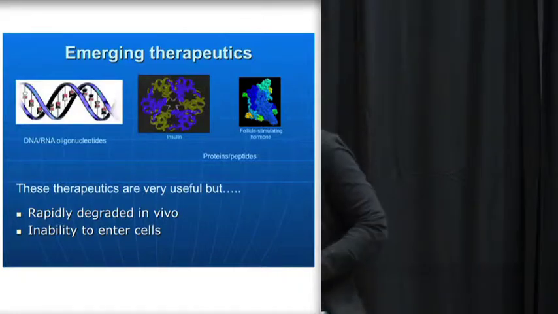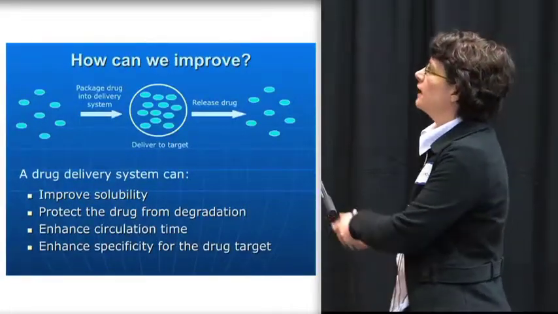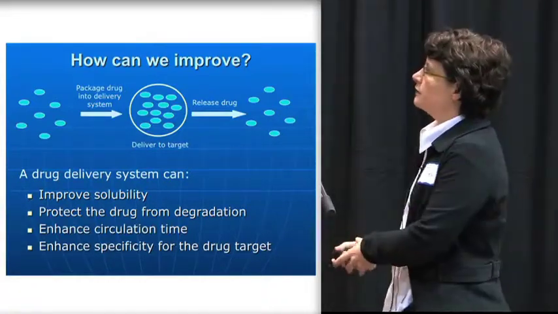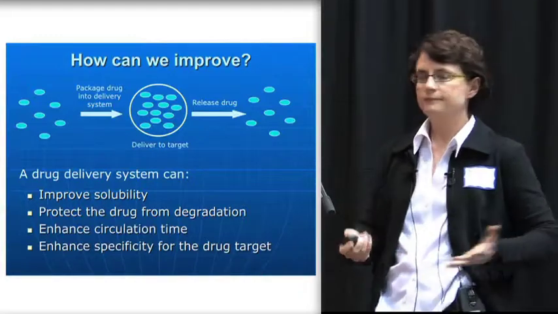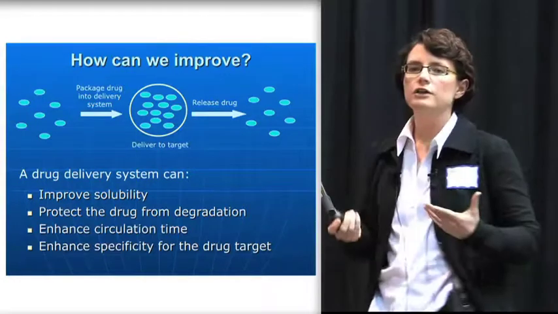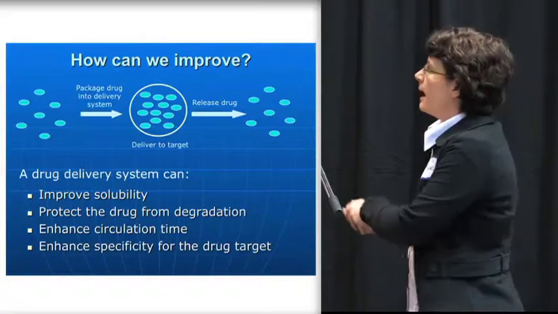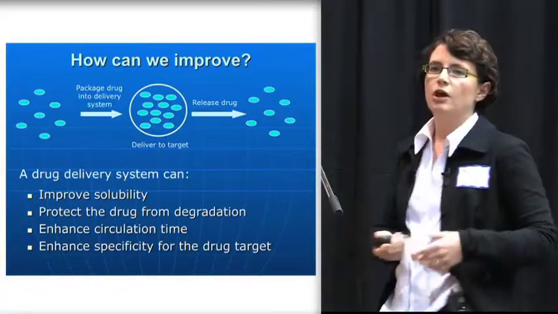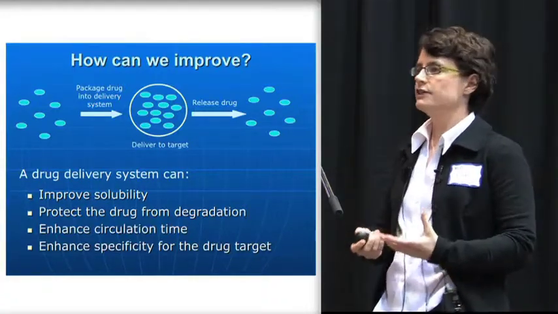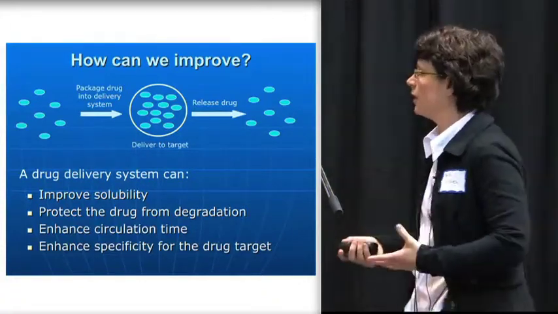So what can we do to improve some of these issues? Well, one option is to take our drug molecules and actually package them up into a drug delivery system and then release them from the drug delivery system once they reach their target. So what kind of improvements can this lead to? Well, if our system overall is water soluble, then we can certainly improve the solubility of our system. By packaging it up, we can also protect the drug molecules from degradation. It turns out also by going to a larger nano-sized system, as long as we don't go too large, these systems tend to circulate for much longer than the small molecules.